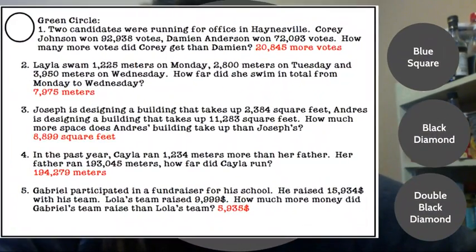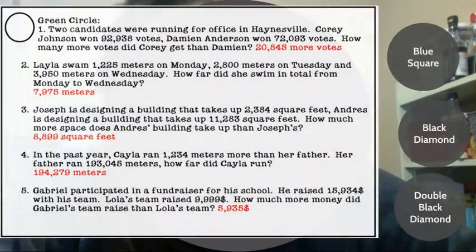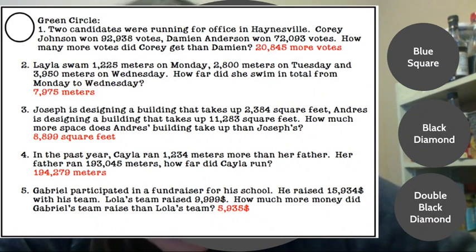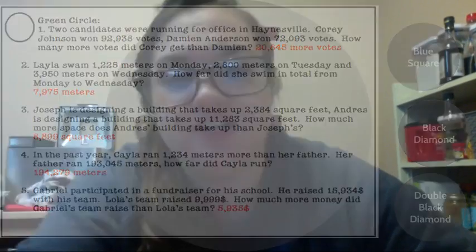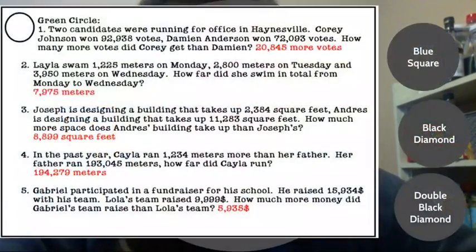So we have here, number one, we got it, 20,845. Yup, nailed it. Number two, 7,975. Number three, 8,899. Number four, 194,279. And number five, 5,935. Remember, it is my expectation that you are doing each of these. You're pausing, and then you're looking at the answer key.